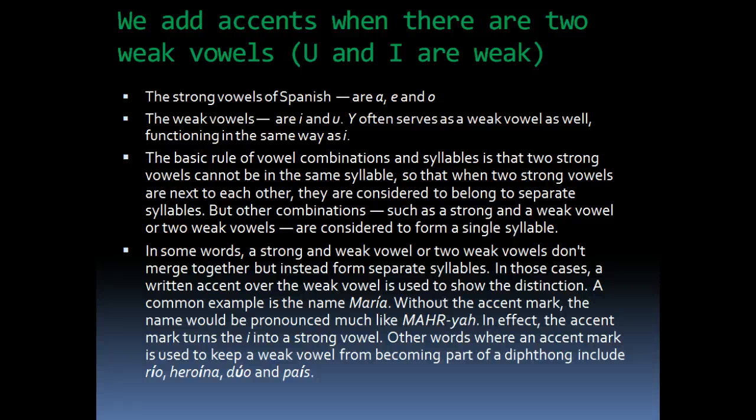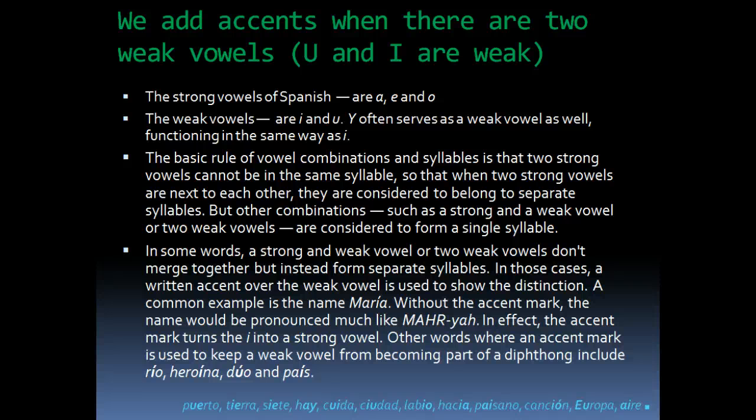Without the accent mark, the name would be pronounced like Maria. In effect, the accent mark turns the I into a strong vowel sound. Other words where an accent mark is used to keep a weak vowel from becoming part of a diphthong include, for example, río, heroína, dúo, and país. Do you see how I'm making that strong, accentuated sound?